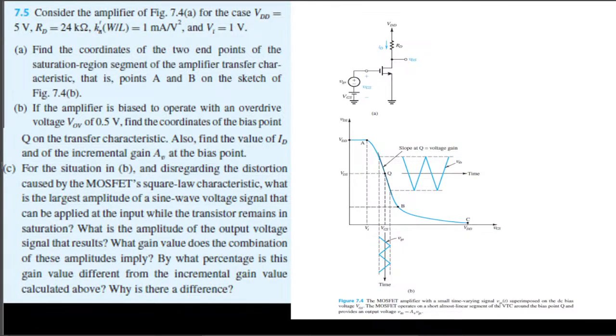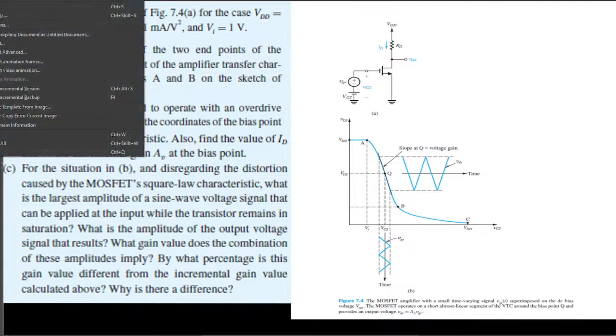Part C of the question is asking: for the situation in B, and disregarding the distortion caused by the MOSFET square law characteristic, what is the largest amplitude of a sine wave voltage signal that can be applied at the input while the transistor remains in saturation? What is the amplitude of the output voltage signal that results? What gain value does the combination of these amplitudes imply? By what percentage is this gain value different from the incremental gain value calculated above? Why is there a difference? Okay, now let's see all of them one by one.